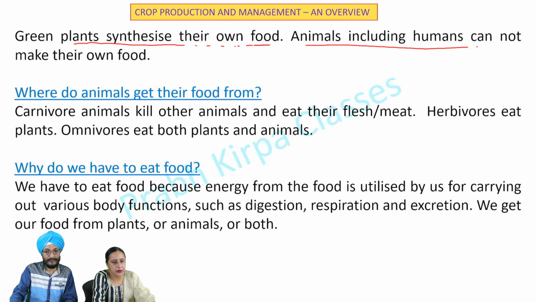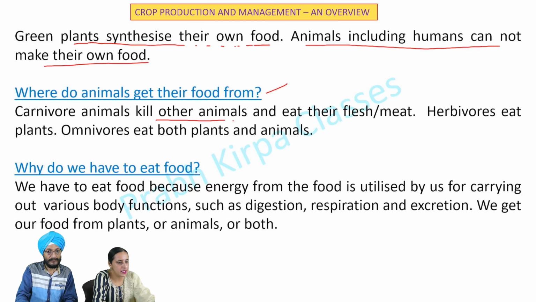Green plants synthesize their own food. Animals, including humans, cannot make their own food. Where do animals get their food from? Carnivore animals kill other animals and eat their flesh or meat. Herbivores eat plants. Omnivores eat both plants and animals.